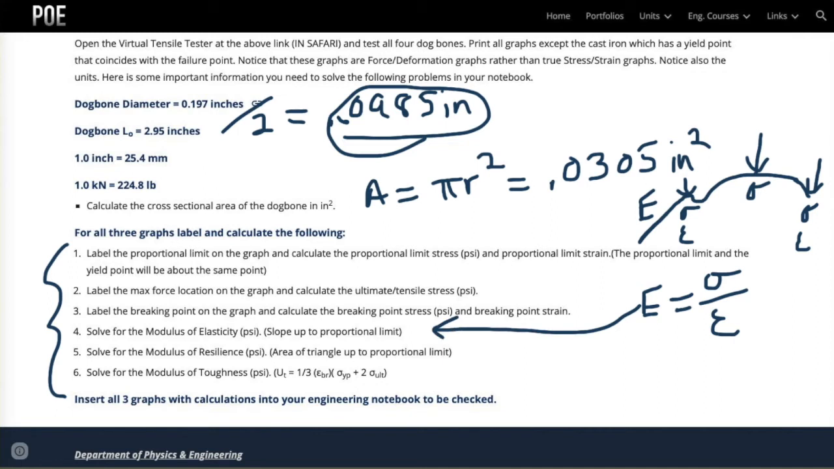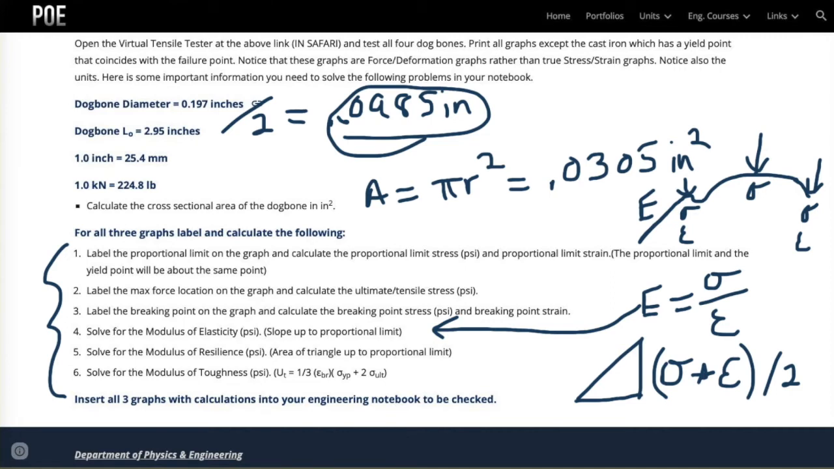The resilience. The resilience is the area underneath the triangle. So we have the line, we found the slope to get the E, but we want the area under here. So that would actually be the stress times the strain, and then divide by 2. It would be 1/2 base times height. So we'll take the stress times the strain in number 1, and we'll divide that by 2. 1/2 base times height, then we'll have the resilience. That'll also be in PSI.